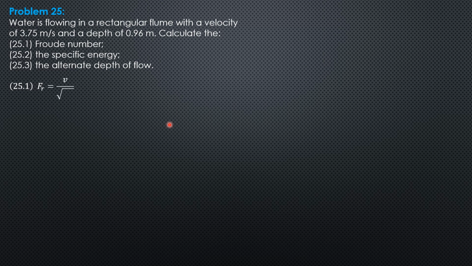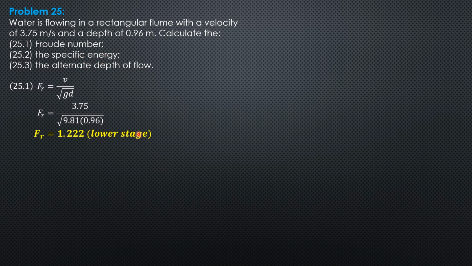So Fr is velocity over square root of gD, where velocity is 3.75 and depth is 0.96. So Fr is 3.75 over square root of 9.81 times 0.96. So the Froude number is 1.222. It occurs in the lower stage. The flow is supercritical.